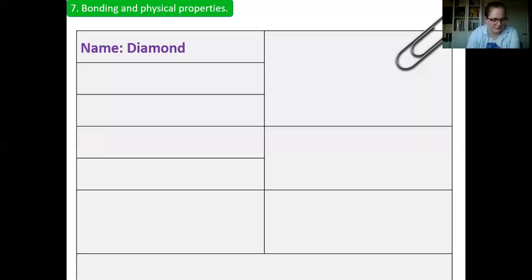An example of one of these would be, these are carbon structures actually. An example of a carbon structure in this situation would be diamond. You probably remember doing this bit at GCSE as well.